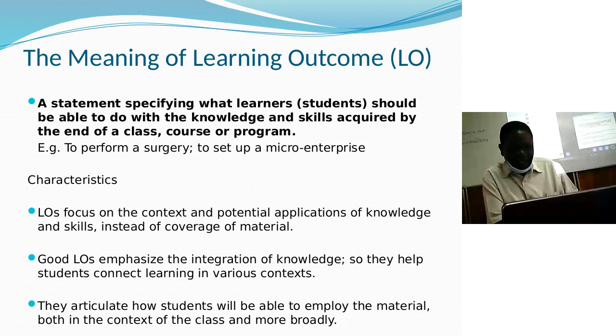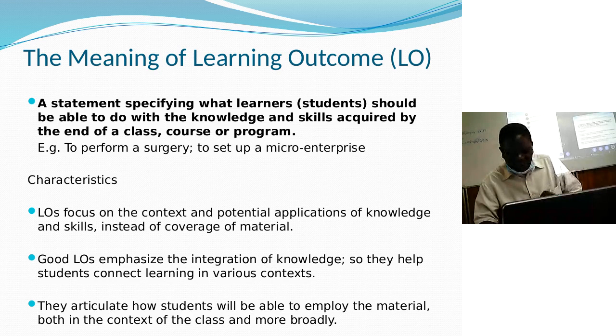Learning outcomes have certain very important characteristics. Number one, they focus on the context and potential applications of knowledge and skills instead of coverage of material. Although material or content is covered, it is not the main emphasis. The emphasis is what the learner will be able to do after learning that content or material. And good learning outcomes emphasize integration of knowledge, and it is contextual.